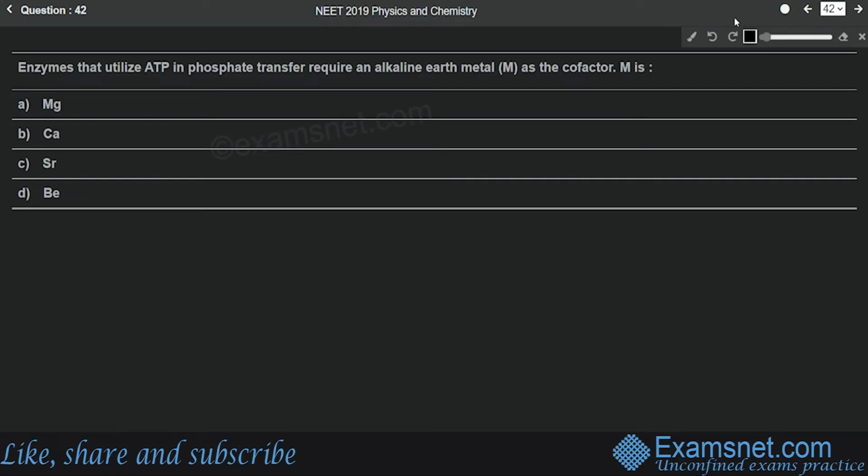Question number 42 is from the chapter S block elements, and the question is, enzymes that utilize ATP in phosphate transfer require an alkaline earth metal as the cofactor. Then what is that metal M? Options are magnesium, calcium, strontium and beryllium. So we know that the enzymes that utilize ATP in phosphate transfer require magnesium as the cofactor. So this is just a memory based question. You have to remember this. So option A will be the correct answer.